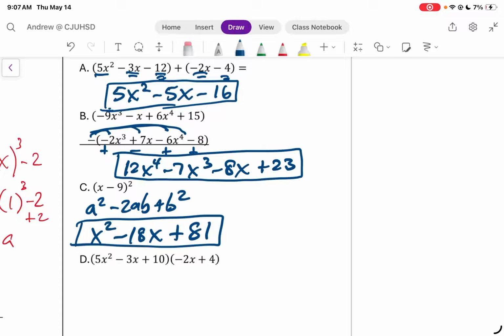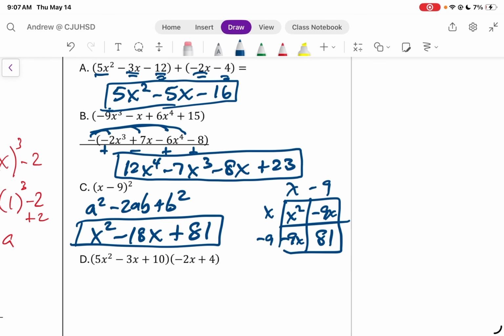Now that's one way to do it. Fastest, most efficient. Another way to do it is to draw your box. Put x minus 9, do x squared minus 9x plus 81. Take every term out of the box and you have our answer.